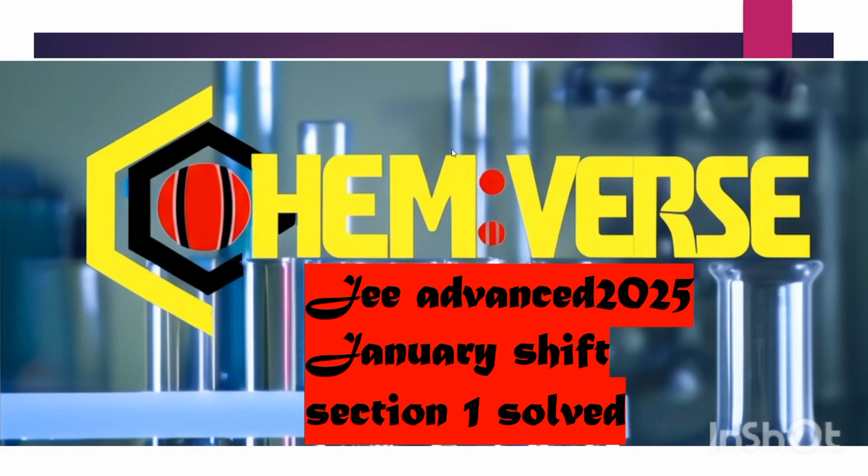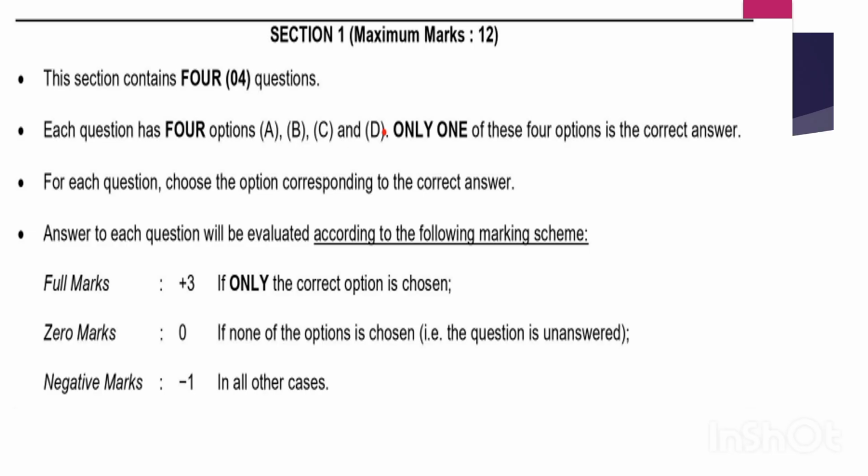So today we are going to discuss some questions of JEE Advanced 2025 January sessions. Only section 1 is discussed here. As we all know, there are 3 sections, in which section 1 contains 4 questions. For each correct answer we will get +3, and in case of a wrong answer -1 will be given.